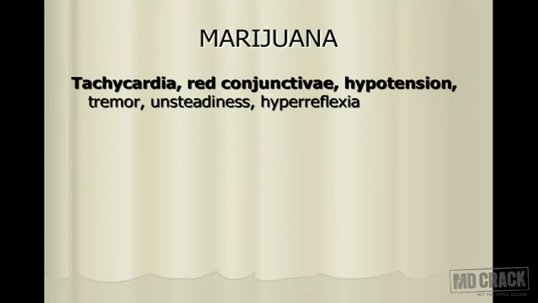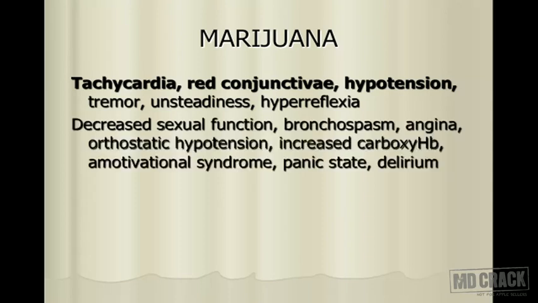Marijuana, once again to highlight, produces tachycardia, produces red conjunctiva, and can lead to fall in the blood pressure. That's hypotension. Patient can also have tremors, unsteadiness, and hyperreflexia. The chronic use can lead to some other effects like decreased sexual function. Usually marijuana produces bronchospasm. It could be dangerous in a patient who is already suffering with bronchial asthma. It can precipitate angina. It can lead to orthostatic hypotension, that's postural hypotension, and there's increase in the carboxyhemoglobin.